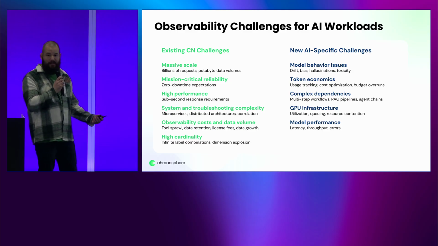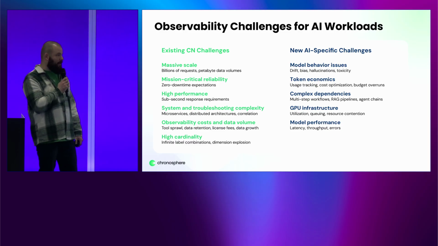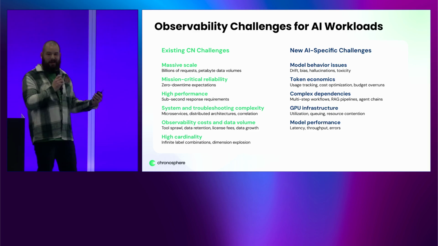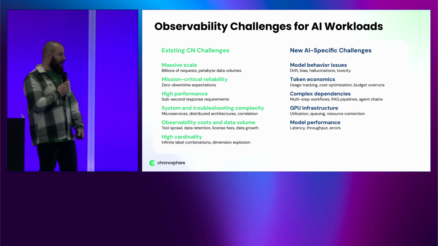Some of the new AI-specific challenges we're talking about are actually around model behavior, making sure the model's accurate, doing what you expect it to do, managing the token economics to actually get an ROI on the use case you're attacking, and then understanding complex dependencies, especially if you're using MCP, RAG, and agentic architectures. And then lastly, if you're managing your own GPU infrastructure, that's largely a new component for many organizations.